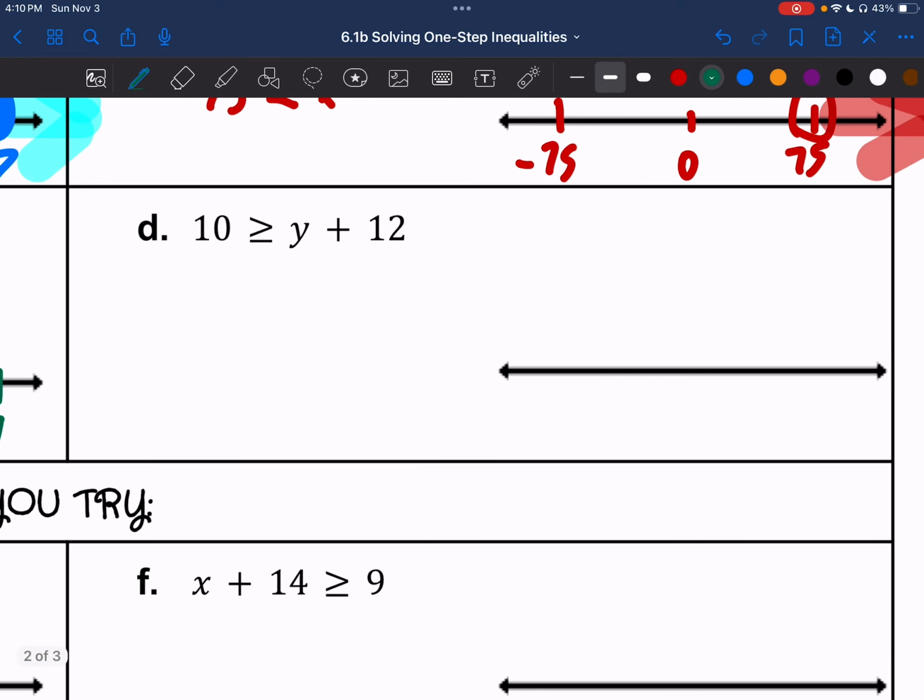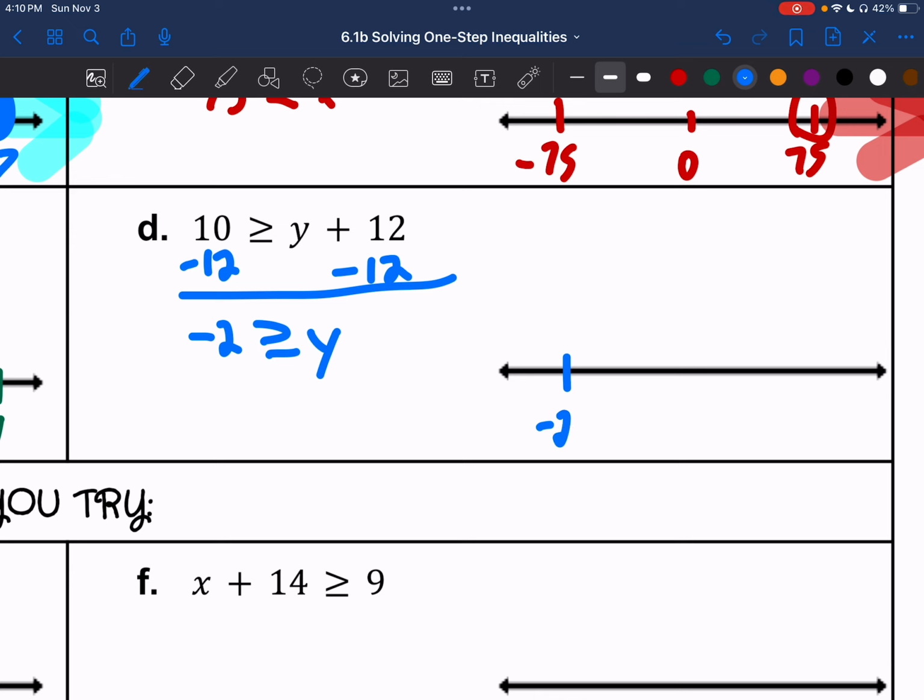Letter D. We have 10 is greater than or equal to y plus 12, so we're going to subtract 12 from both sides. We get negative 2 is greater than or equal to y. So we have points at negative 2, 0, and positive 2. And it is a closed dot at negative 2. And we are going to be shading to the left because y is going to be less than negative 2, or negative 2 is going to be the greatest value in this one.